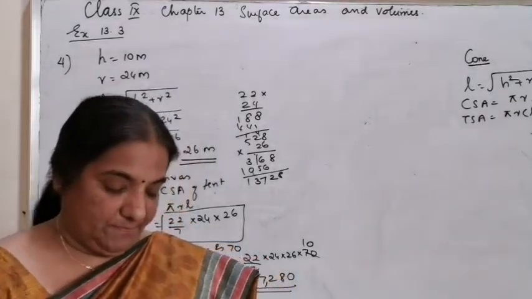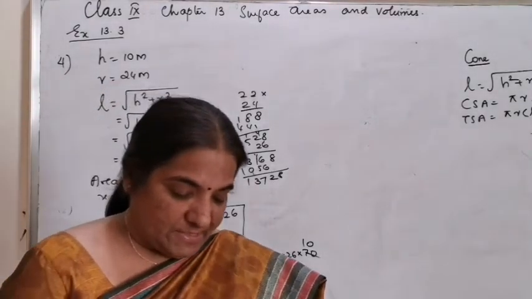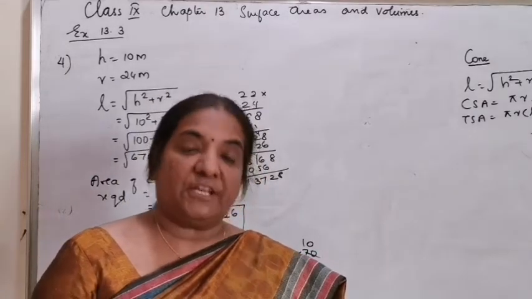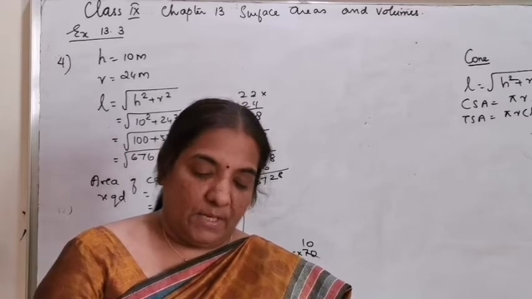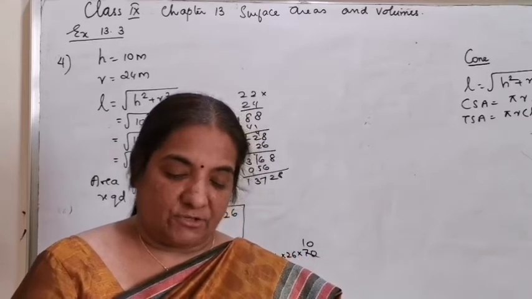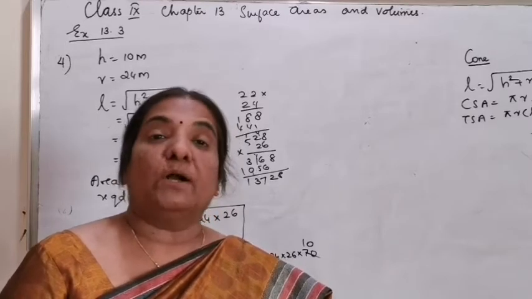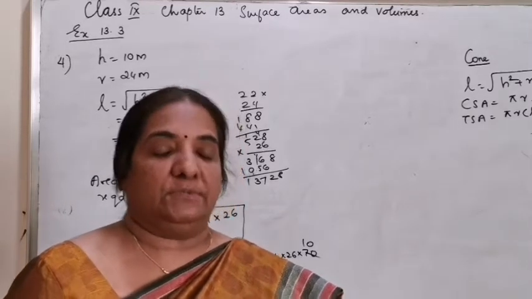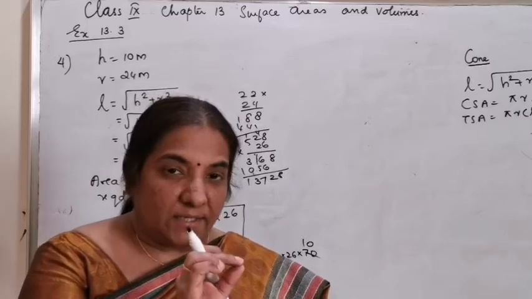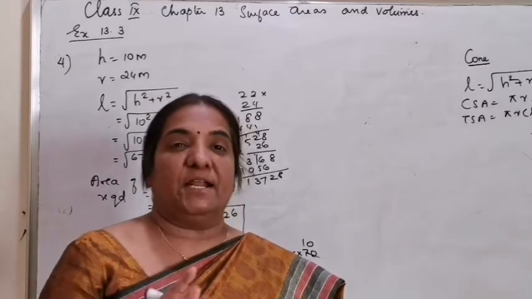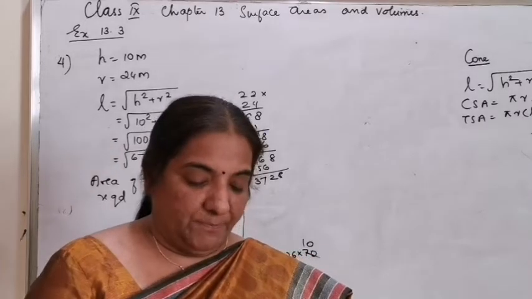1,37,280 rupees. The next question is, what length of tarpaulin 3 meter wide will be required to make a conical tent of height 8 meter and base radius 6 meter? What length of tarpaulin? Please underline the word length, which shows that it is a one-dimensional measure they wanted.